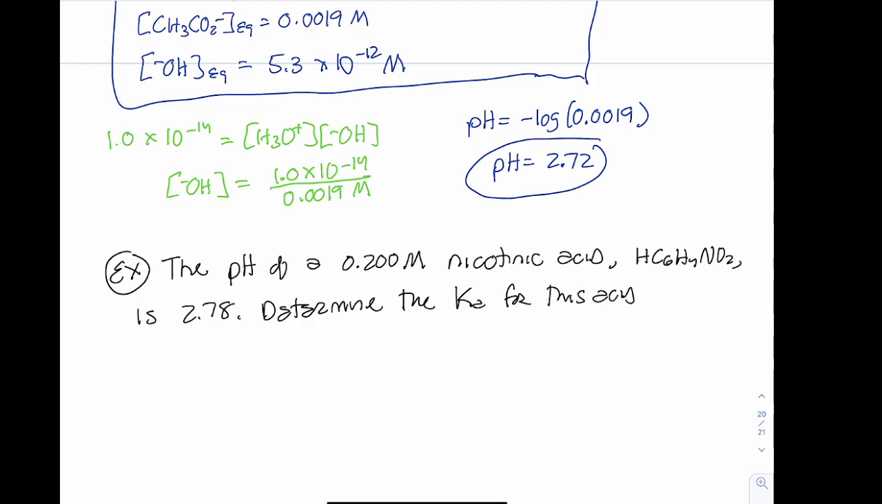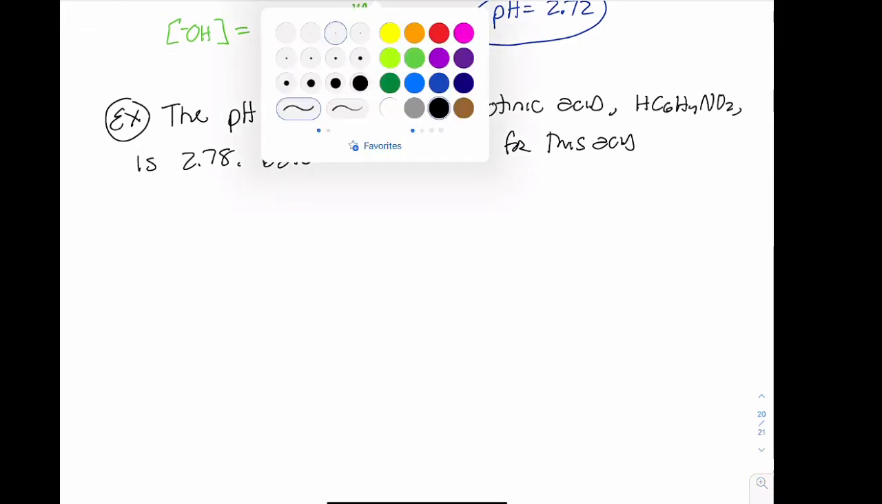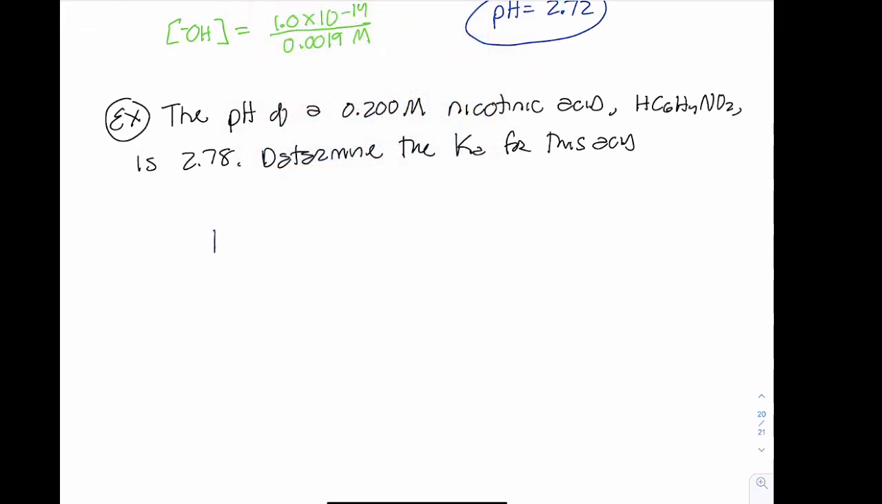So our steps are essentially going to be the same. We're just going to have to think about it a little bit differently. So I'm still going to write my acid dissociation equilibrium equation. I'm going to set that equal to my expression, right? I have just Ka for now. I don't actually have a number. We're going to make an ICE table and then think about what we have to do. So I'm going to write the equation. HC6H4NO2. And I should probably move that over a little bit.